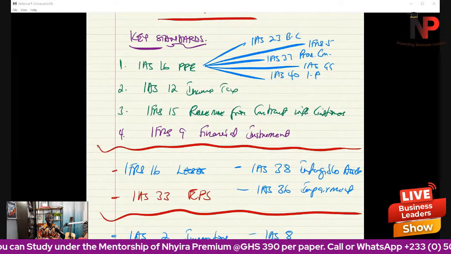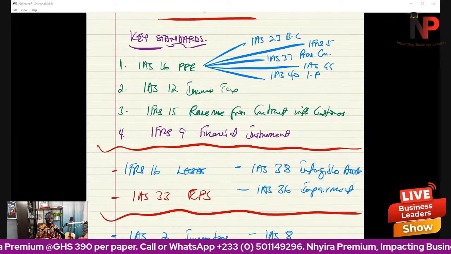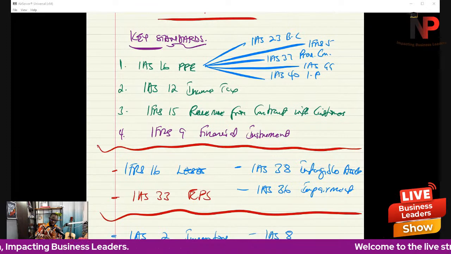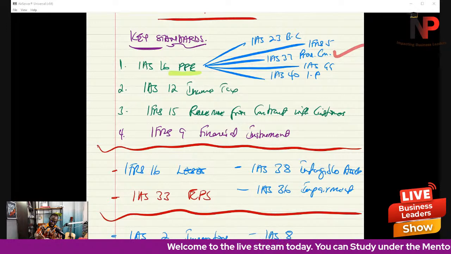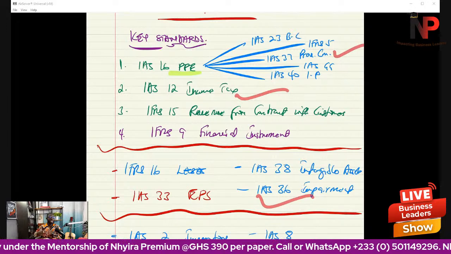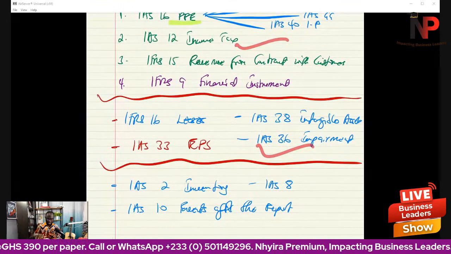Now, like I said earlier, you don't say, oh, the standards are too many. It's plenty. It's a lot. How can I memorize all these? No, the standards are interconnected. Like I keep on telling you, when you are doing IAS 16, there is a relationship between IAS 16 and IAS 37. There is a tax aspect about IAS 16. There is an impairment aspect about IAS 16. So you learn the standards as continuous and not as standalone topics. Okay, so these are the standards that you need to learn.